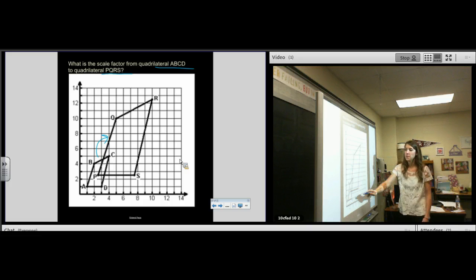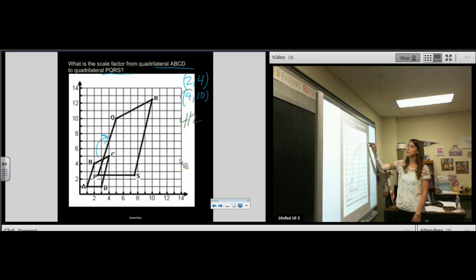Okay. B is (2, 4). And Q is (4, 10). You don't have to use the X and the Y. You just use either one, whichever one you feel like. It doesn't matter. And you need to put second over first. So you can put 4 over 2, second over first, or you can put 10 over 4. Either way, you're going to have to reduce it.